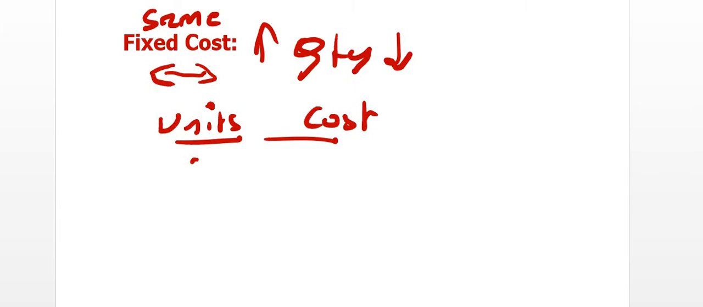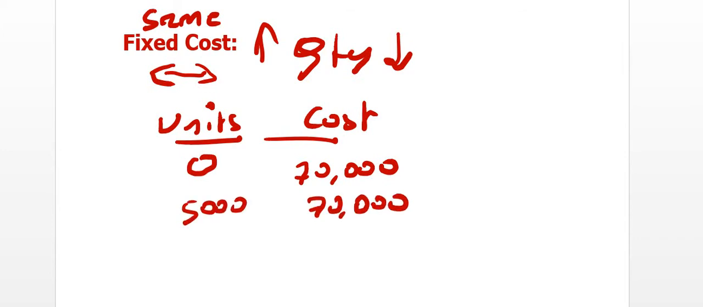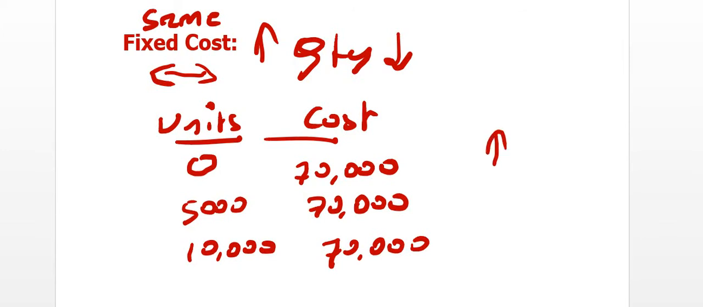If I produce 0 unit, that means I'm not going for any production, my fixed cost is 70,000. If I go for 5,000 units production, again it is remaining same, 70,000. If I go for 10,000 units production, again it is remaining same, that is 70,000. That means whether I increase my production or decrease my production, or if I'm not going for production at all, the fixed cost is going to remain there. It is just going to remain constant. That's the reason it is known as the fixed cost.